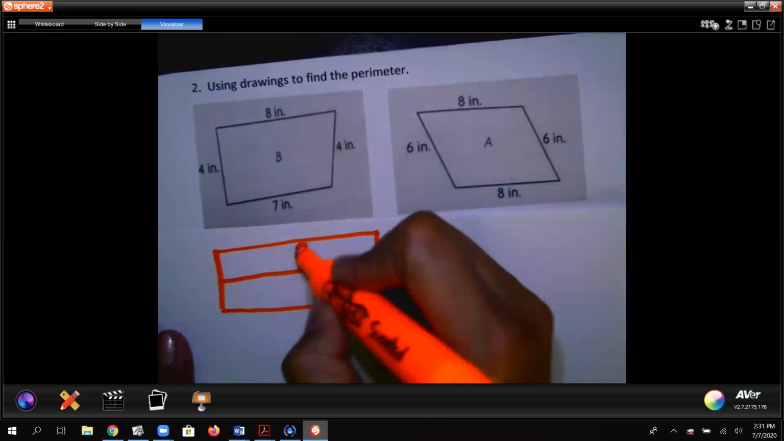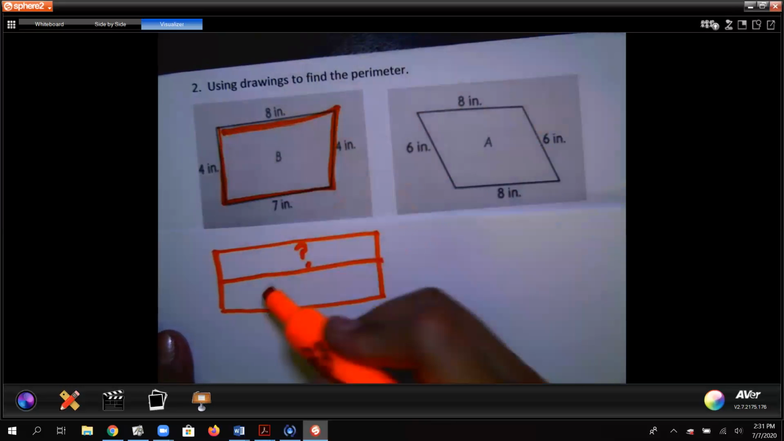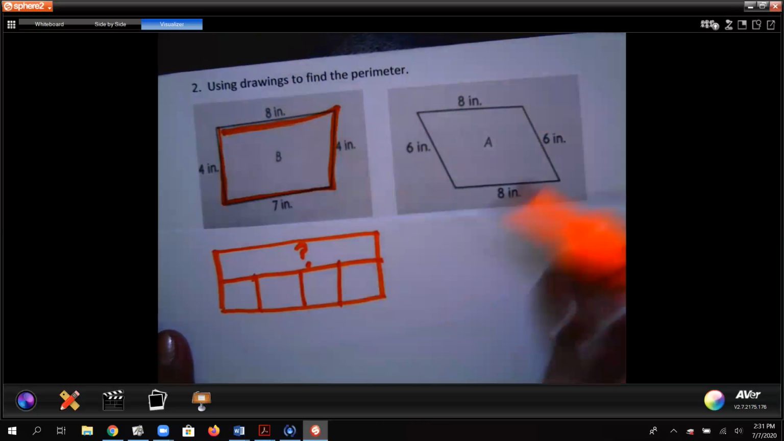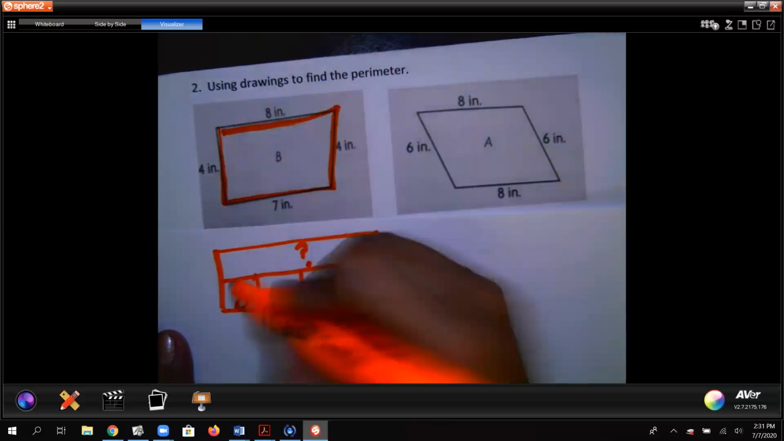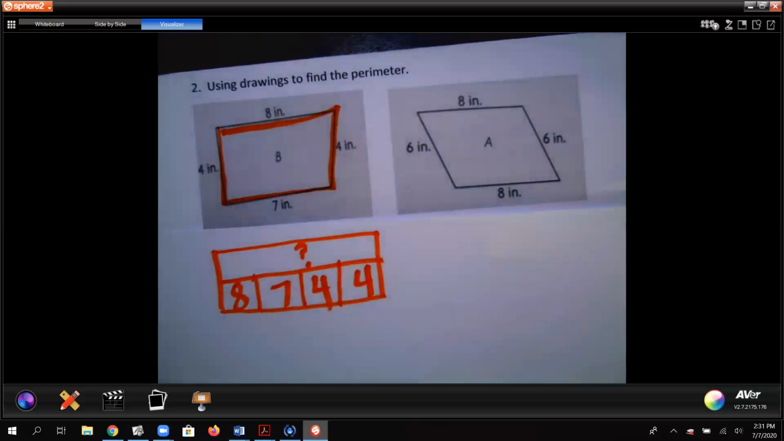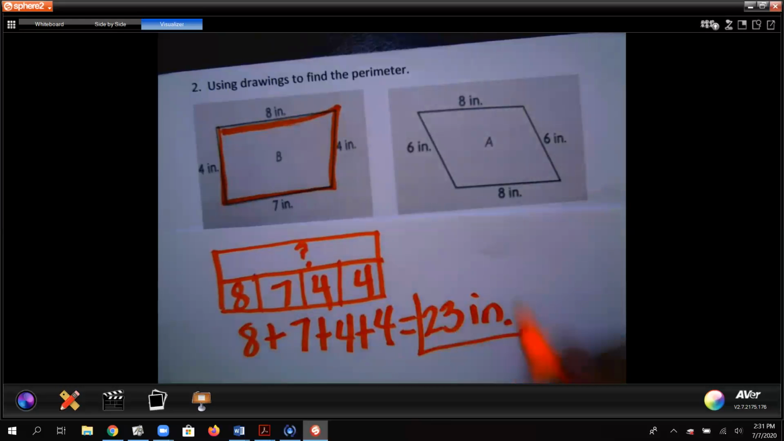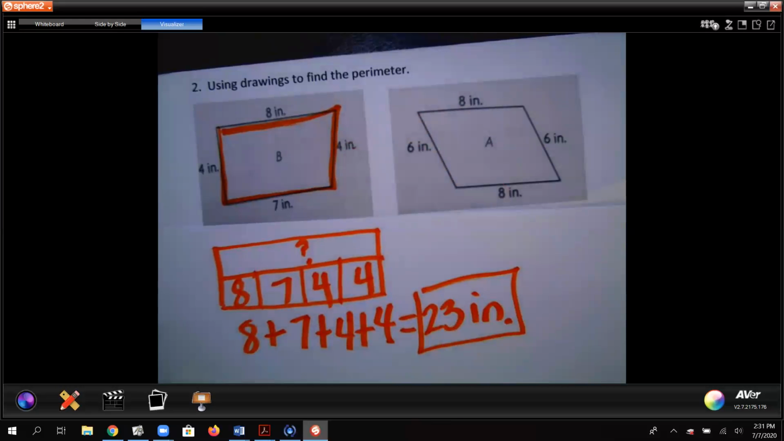Okay, we don't know the whole again. And how many sides do we have? 1, 2, 3, 4. Okay, we know that there's 8, 7, 4, and 4. So now we're just going to add that together. 8 plus 7 plus 4 plus 4, and that will give us 23. 23 inches. Our unit is inches, it says right there. So that is how you find perimeter. You add all the side lengths together. Okay, let's look at the third example.